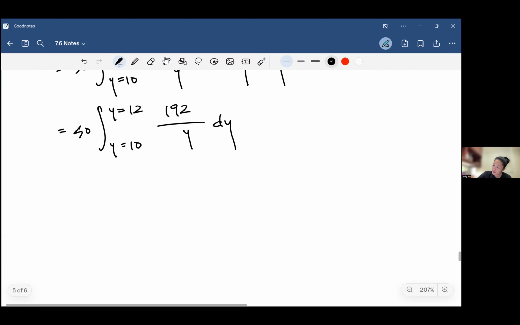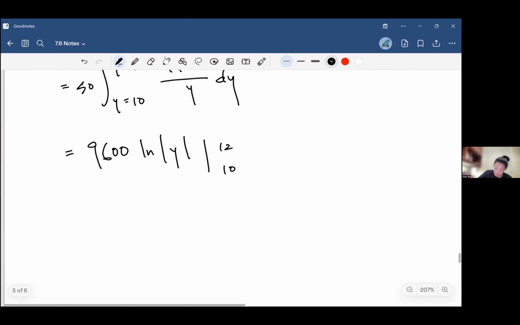All right. Now I can pull this 192 out to the front, and I know the integral of 1 over y is the natural log of y. So let's do two things at once. I've got the 50 times the 192, which is 9600, natural log of the absolute value of y, and I'm going to plug in 12, and I'm going to plug in 10, okay? So I get 9600 natural log of 12 minus 9600 natural log of 10, okay?